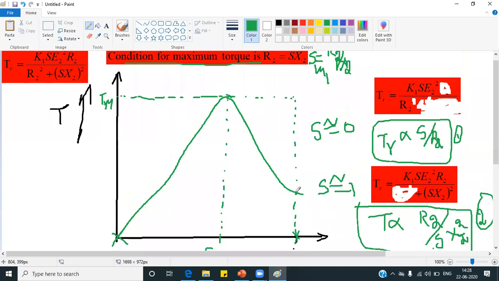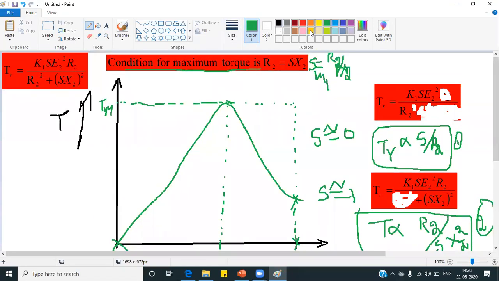So this is what the curve is. This is where the slip characteristics are, right? Now see, this is in some color. Let me change the color. This is for R2 dash. Okay, this is for some rotor resistance.